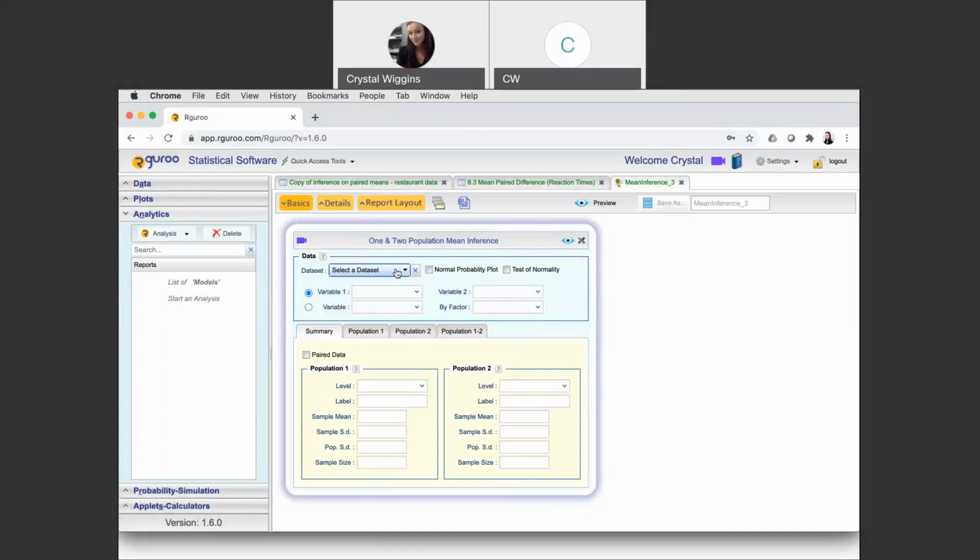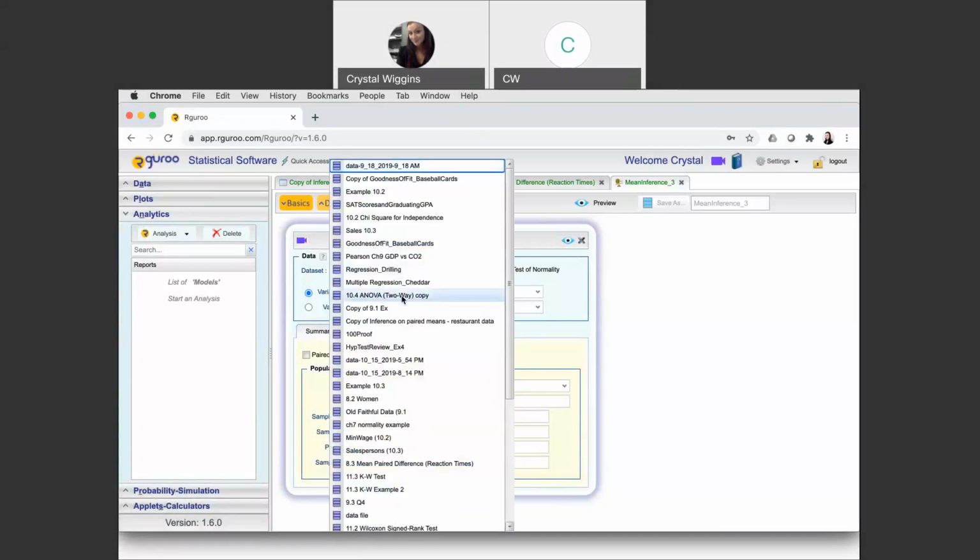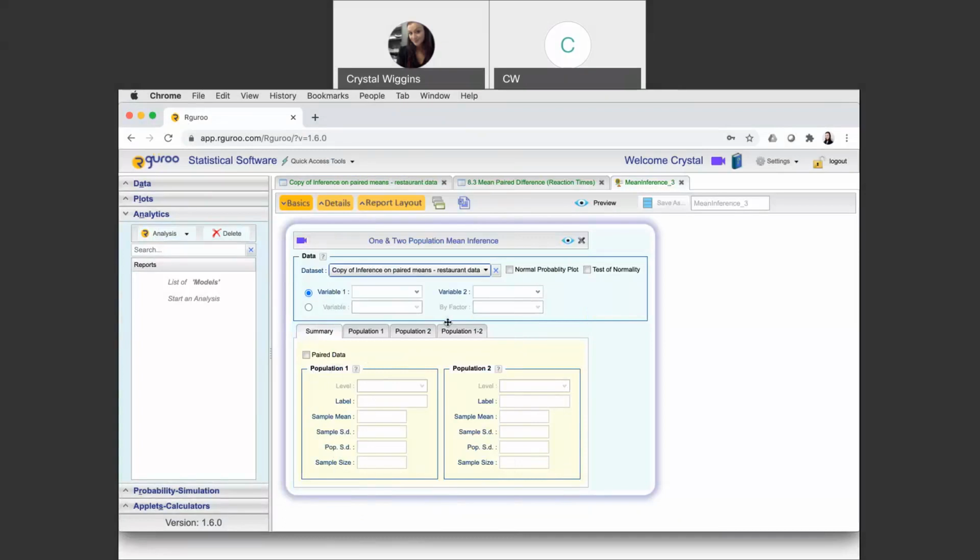We are going to select our data set. So for this one, restaurant data. I do need to see the normality plot, and I need it to be tested for normality because we only have 10 data values instead of 30. I'm going to select the first variable to be restaurant 1 and the second to be restaurant 2 to stay consistent with what the PowerPoint was saying, 1 minus 2. So I'll keep it in the same order.